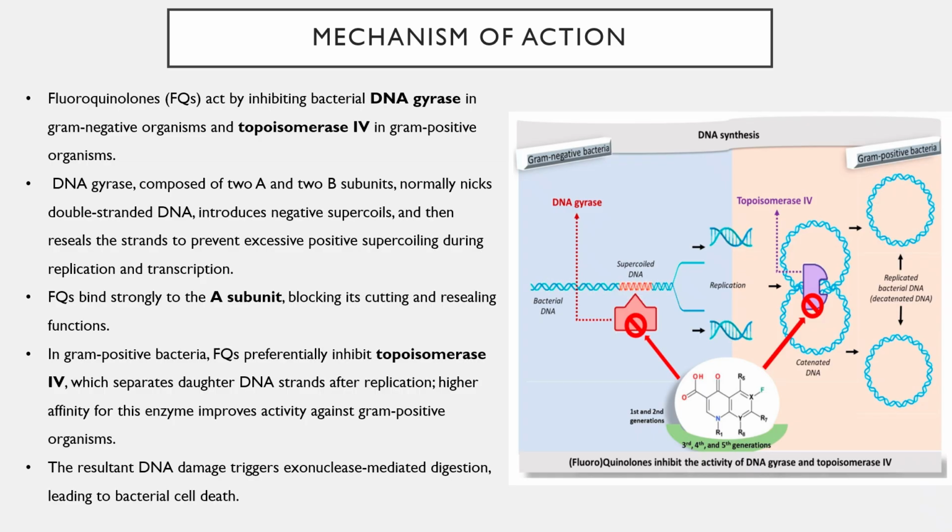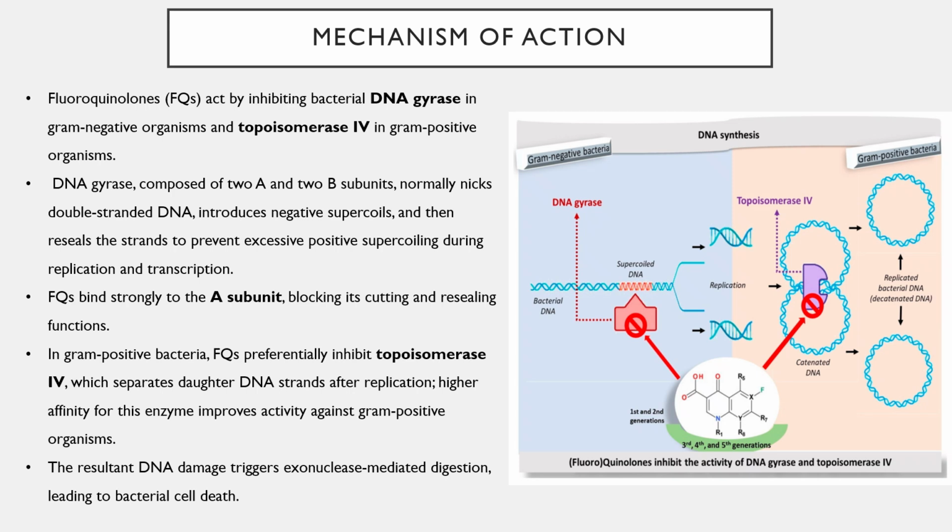Fluoroquinolones act by inhibiting bacterial DNA gyrase in gram-negative organisms and topoisomerase IV in gram-positive organisms. DNA gyrase is composed of 2A and 2B subunits, normally nicks double-stranded DNA and introduces negative supercoils, and then reseals the strands to prevent excessive positive supercoiling during replication and transcription. Fluoroquinolones bind strongly to the A subunit, blocking its cutting and resealing function.